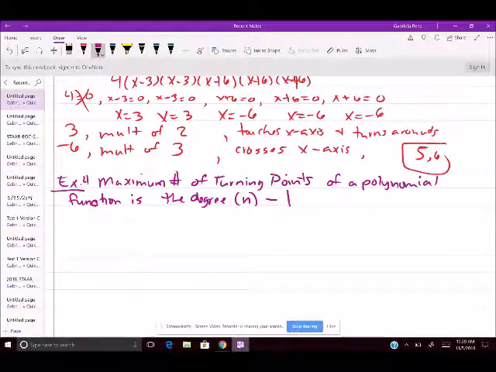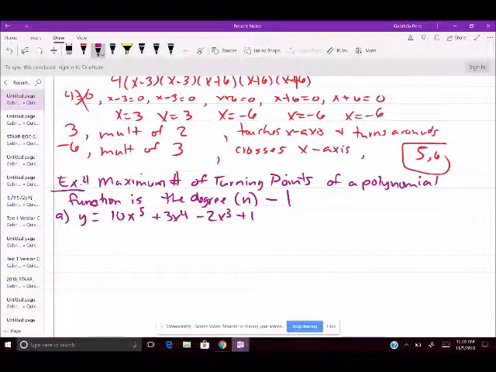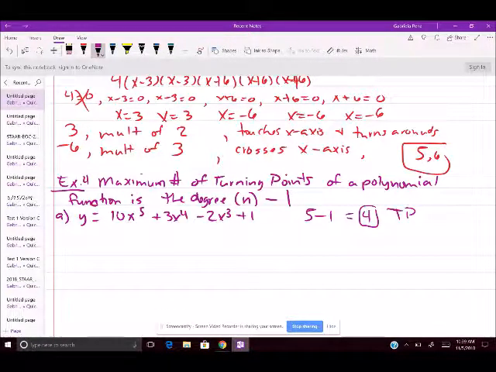So for the first one, we're going to give you y equals 10x to the 5th plus 3x to the 4th minus 2x to the 3rd plus 1. So when you look at that and you determine your degree, in this case my degree is 5, and I have to do 5 minus 1, which equals 4. So there is 4, and I'm going to put TP, not for toilet paper, but for turning points. Simple? That's going to be an easy problem, right?